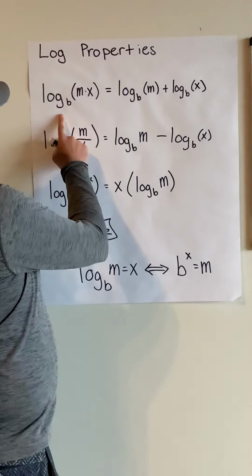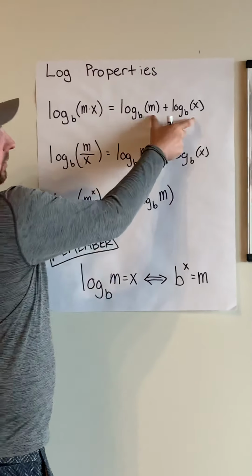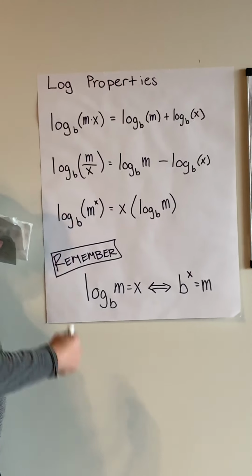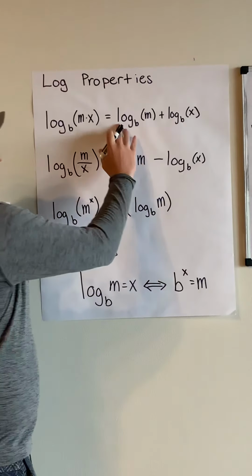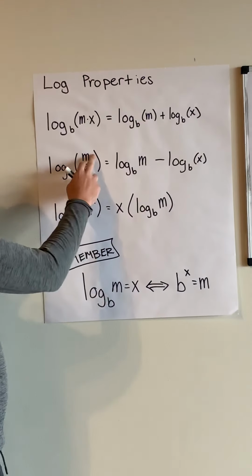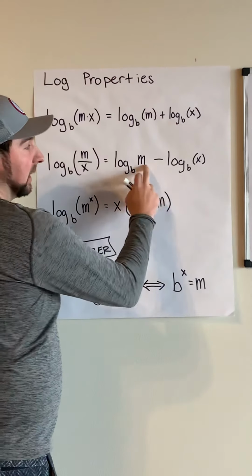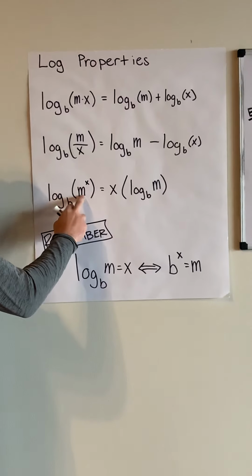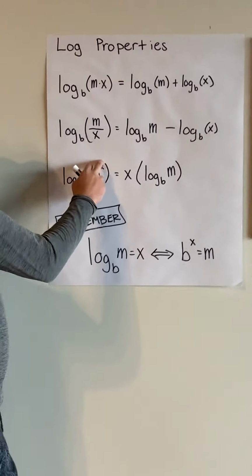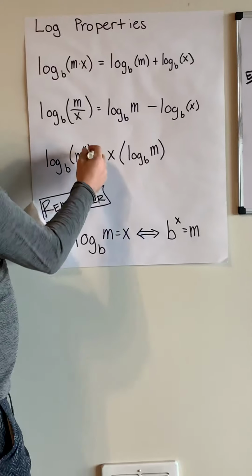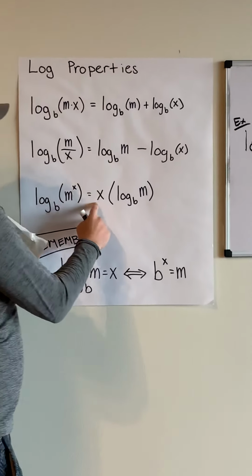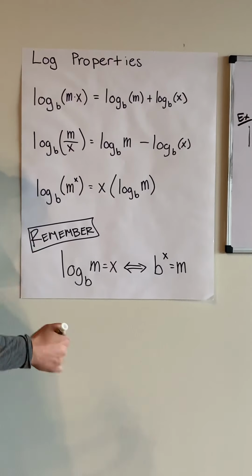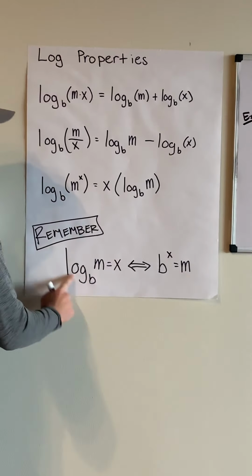There's log base b of m times x. Well, that actually splits up to log base b of m plus log base b of x. So if you're multiplying, you can expand it to addition. If you're dividing, you can expand it to subtraction. If you are taking log base b of m to a power, so m to the x, that actually comes out front and becomes multiplication. We're not going to talk about division in this video.